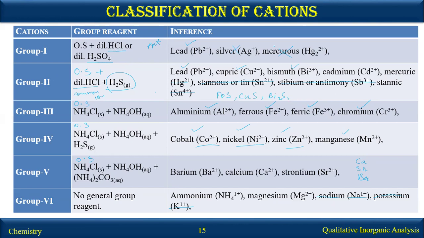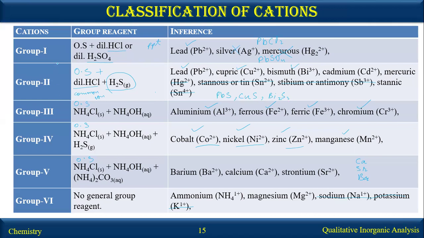So if you are using chlorides, then the precipitate would be of lead chloride, silver chloride, mercurous chloride. But I'm not writing them because these are not part of your syllabus. And if you are using dilute sulfuric acid, then there would be a white precipitate of lead sulfate. So in this way, you can identify. Always perform group 1 first.